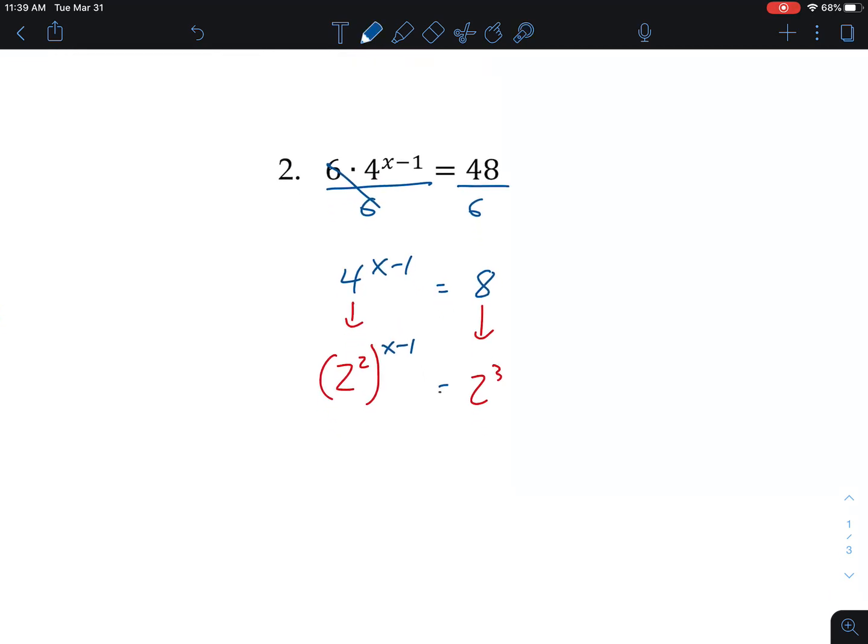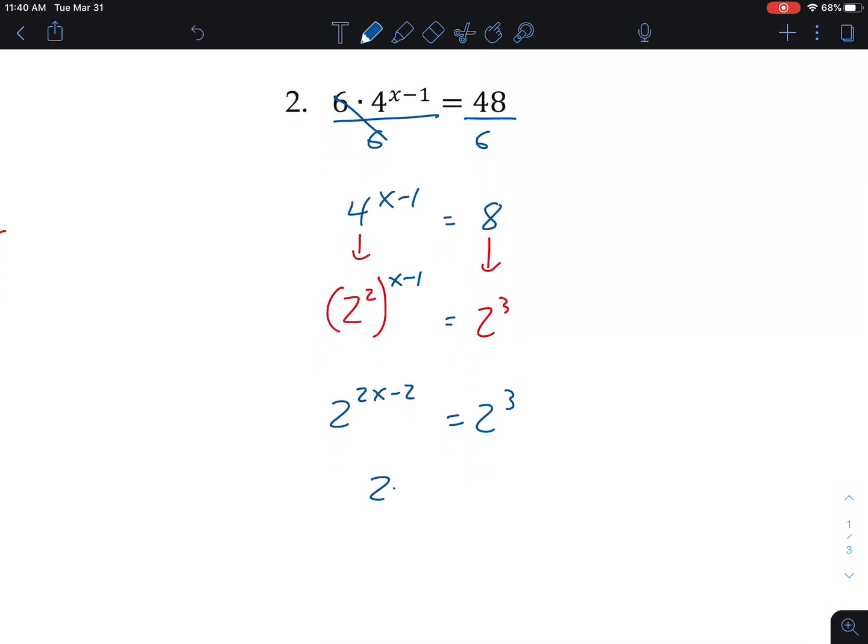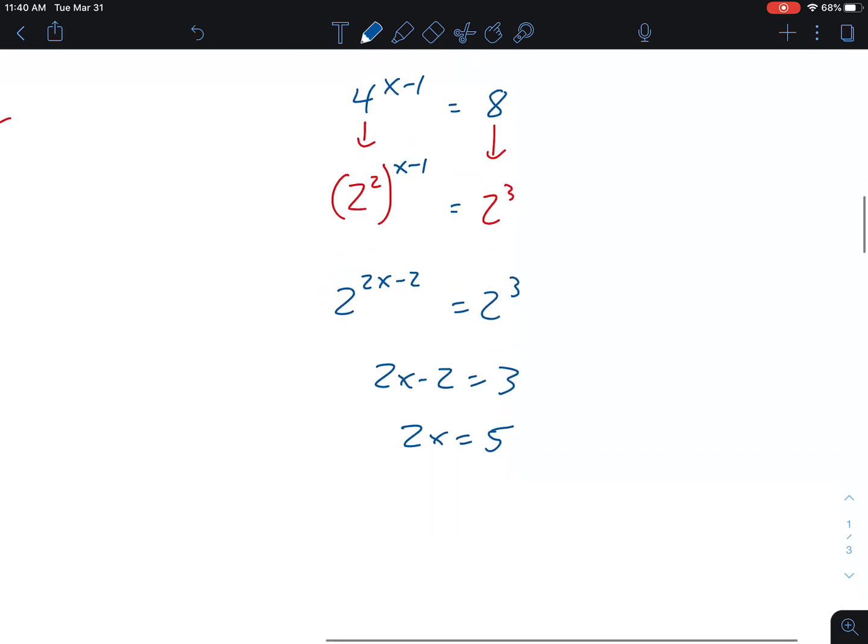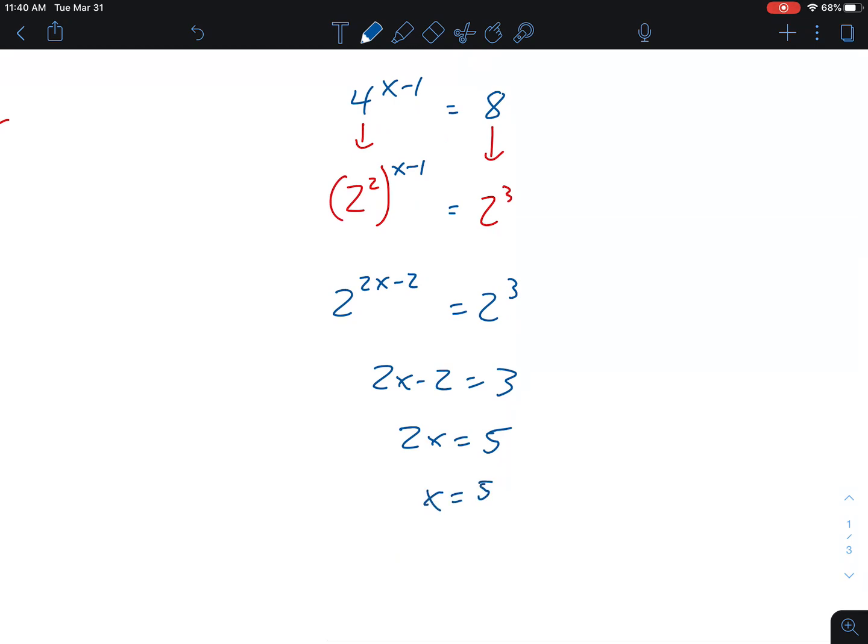We know by our properties of exponents that we have to multiply, so it's really 2 to the 2x minus 2 is equal to 2 to the third. All right, so now I've recreated it so that they do have the exact same base. I can just skip right to the part where I set the exponents, the powers, together, and I get 2x is equal to 5, and x is equal to 5 over 2. Right, so very simple solution.